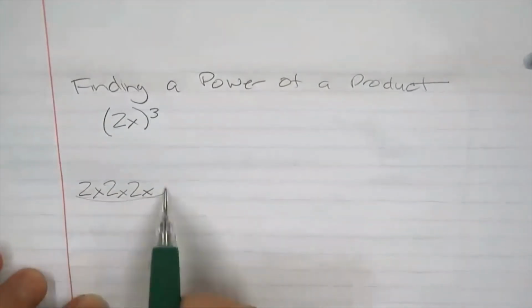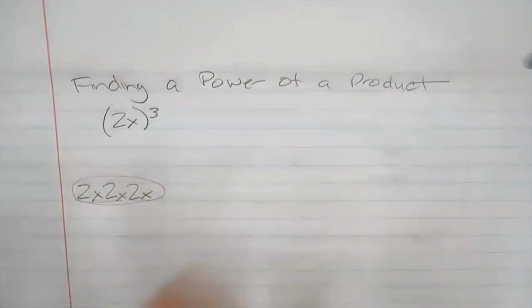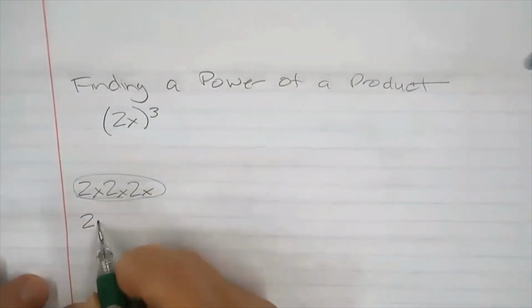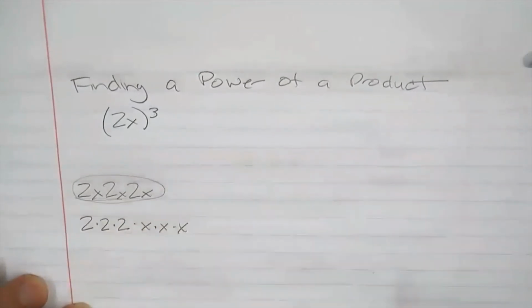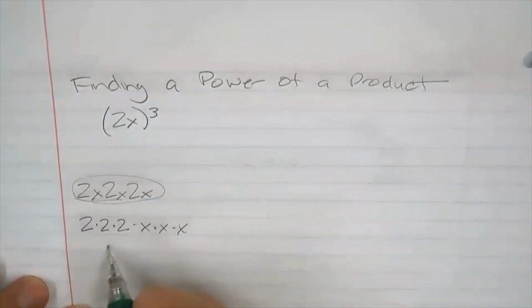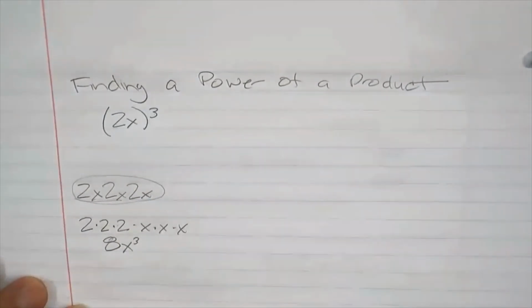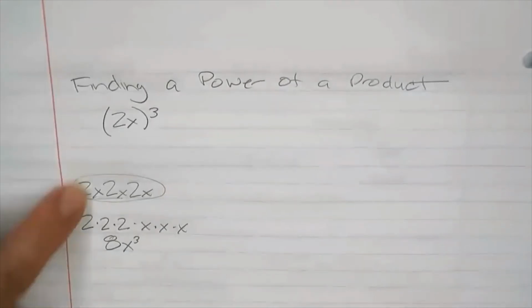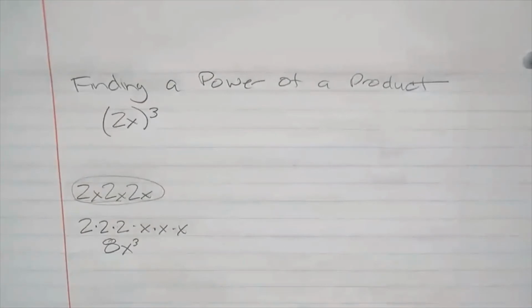And if I rearrange this, I get 2 times 2 times 2 times x times x times x, right? 2 times 2 is 4, times 2 is 8. And then I have x to the 3rd power. Okay, this is fine, but how do we do that?